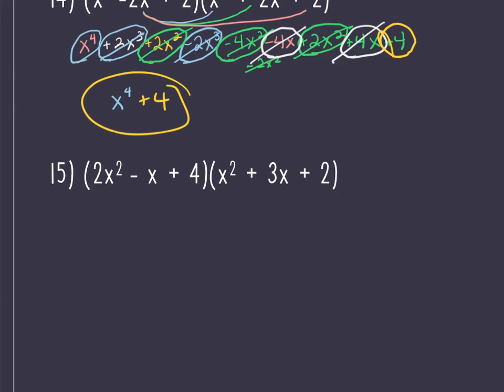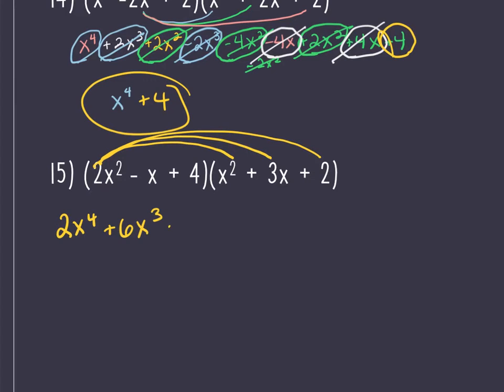All right, number 15. First term, 2x squared times x squared, 2x to the 4th. First term times second term, 2x squared times 3x, positive 6x to the 3rd. Last one, 2x squared times 2, positive 4x squared. Then go to the next one. Negative x times x squared, minus x to the 3rd. Negative x times 3x, negative 3x squared. Negative x times positive 2, negative 2x.